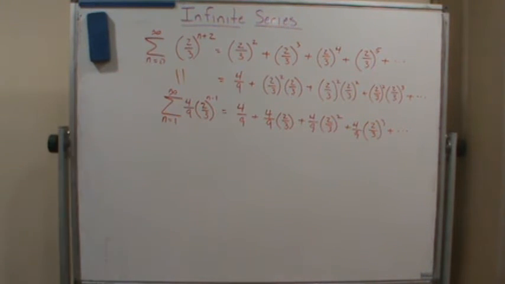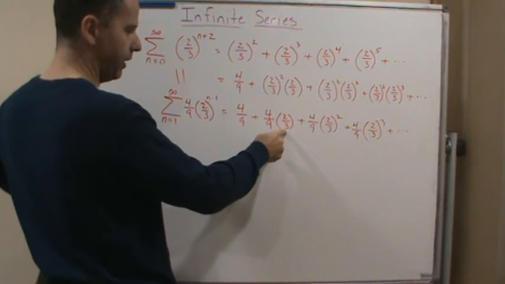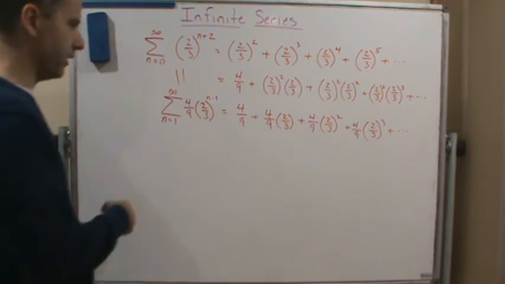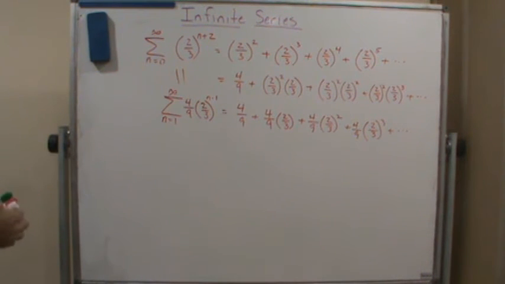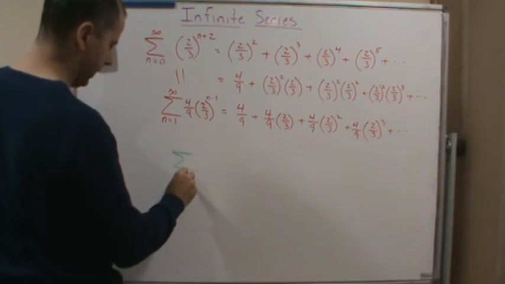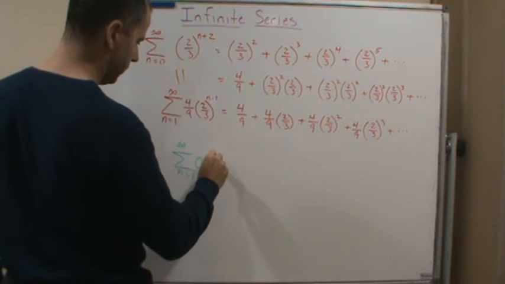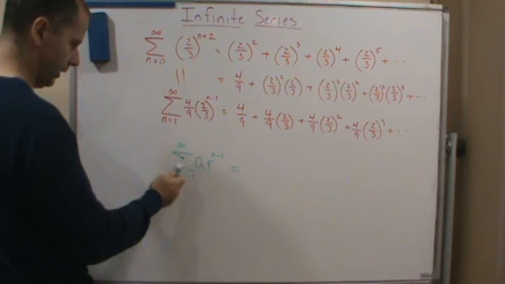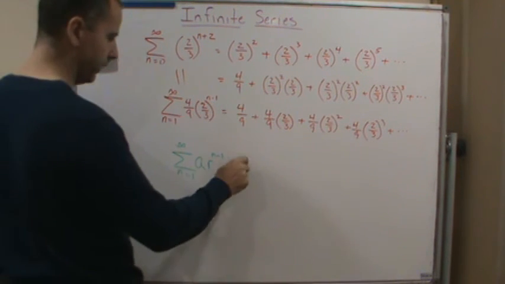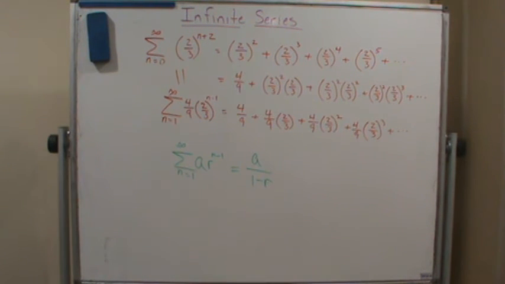Now, since the absolute value of R is less than 1, this thing converges. And what does it converge to? The sum from n equals 1 to infinity of a r to the n minus 1, if the absolute value of r is less than 1, converges to a over 1 minus r, right?